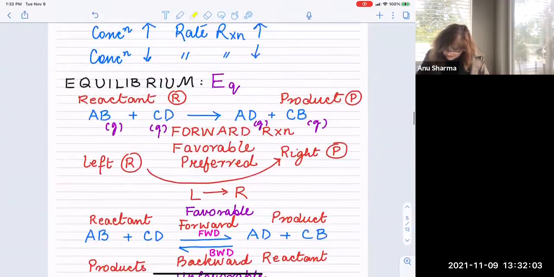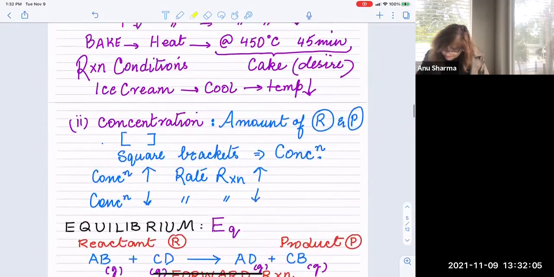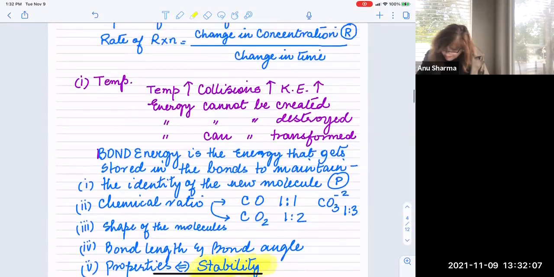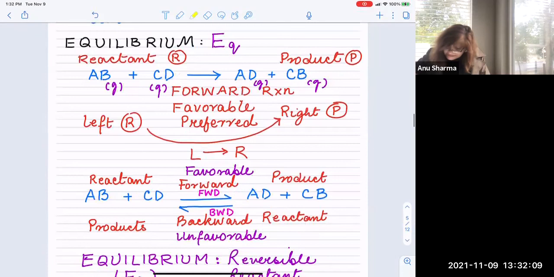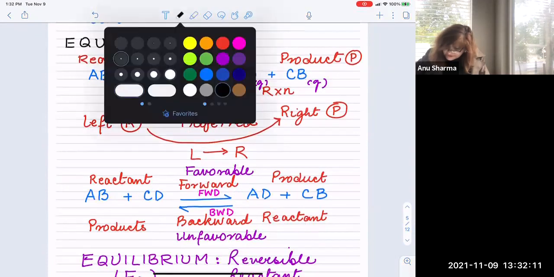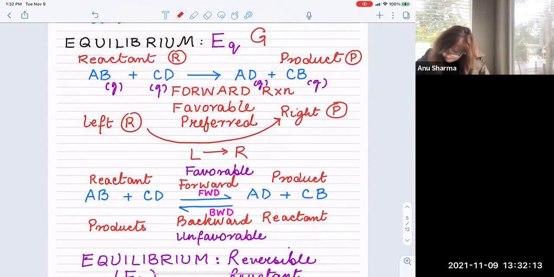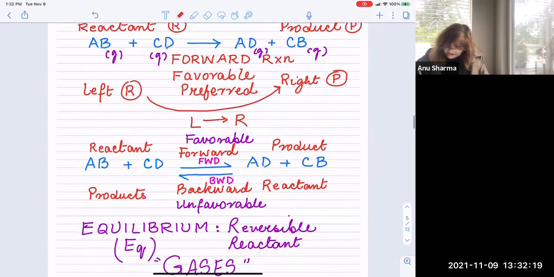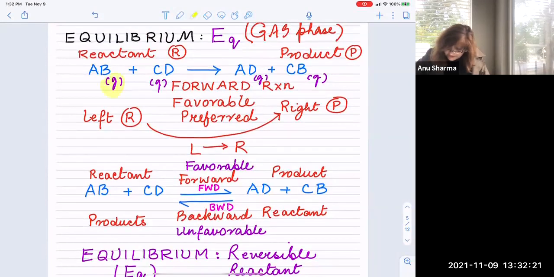Equilibrium. So in this case, we are only looking at, for your courses, the gas phase only. All the reactants in the gas phase. Gas, gas, gas, and gas.